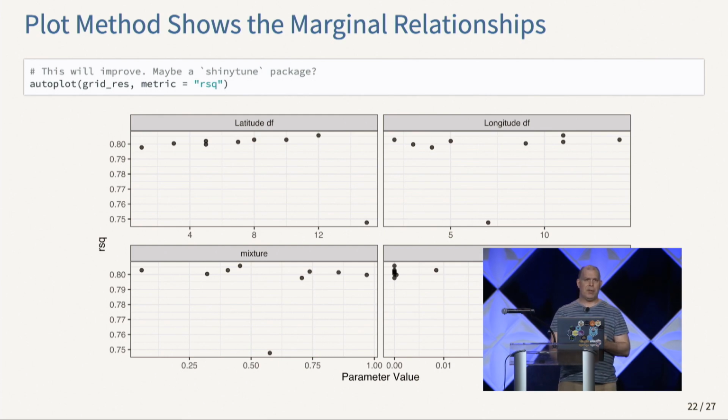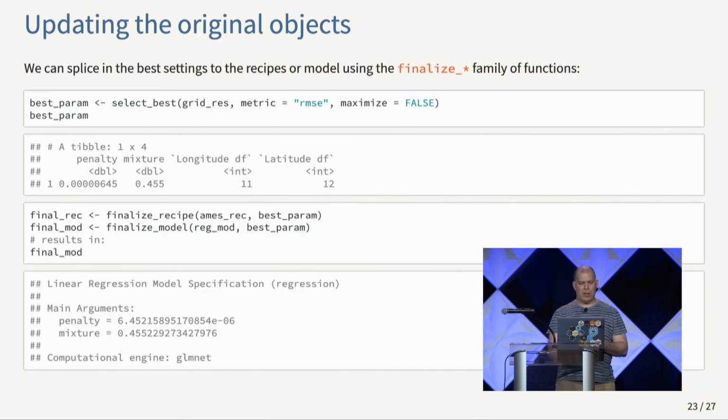So let's say you want to use the numerically best results, like just give me the one with the lowest root mean squared error. How would I weave that back into the original model objects and retrain? So what you would do is select the best, and that would return this table of results. So it liked a very little amount of regularization. It's about a 50-50 mixture of lasso and ridge regression. It liked a lot of nonlinearity in the latitude and longitude data. And so if you're fine with that, you can splice those values back into your recipe and into your model object.